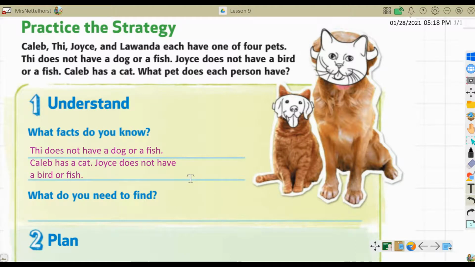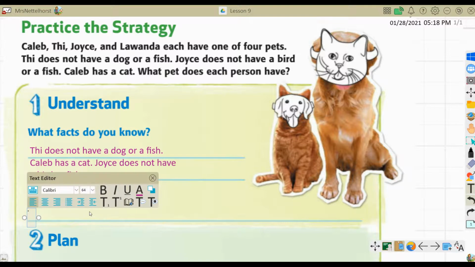There we go. Close enough. Okay, what do you need to find out? Well, we need to find out what Lawanda has, because they haven't even mentioned what Lawanda has. Nope. Messed that up. I need, whoa, not that kind of need. That's where you need bread. I need to know. I was thinking of the word know and need at the same time. I need to know what Lawanda has.